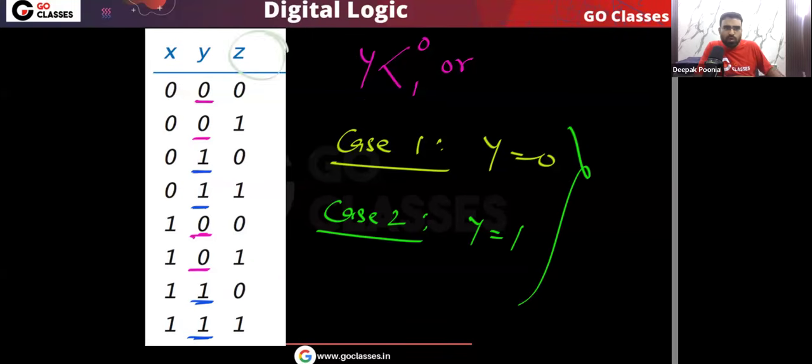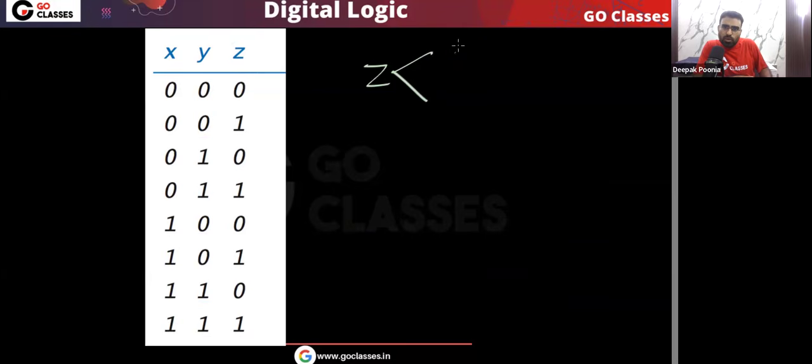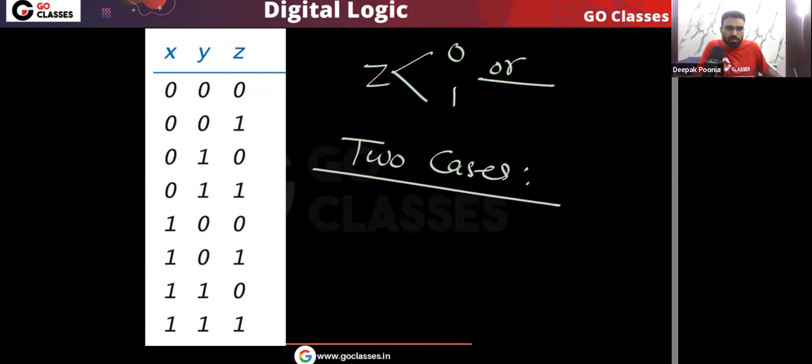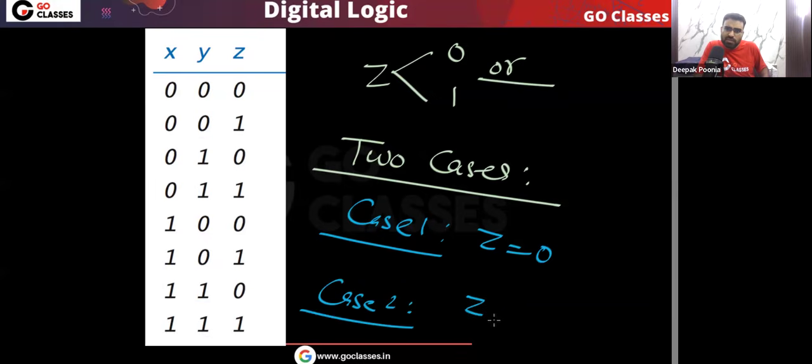So from any variable point of view, you can create cases. Two cases will be there. Either z will be 0 or z will be 1, because z is also a Boolean variable. So again, there will be two cases. If you don't want to create cases from the x point of view or y point of view, then you can create cases from the z point of view. What will be the cases? Case 1 will be z equal to 0, and case 2 will be z equal to 1. Very simple. So from any variable point of view, you can create cases.